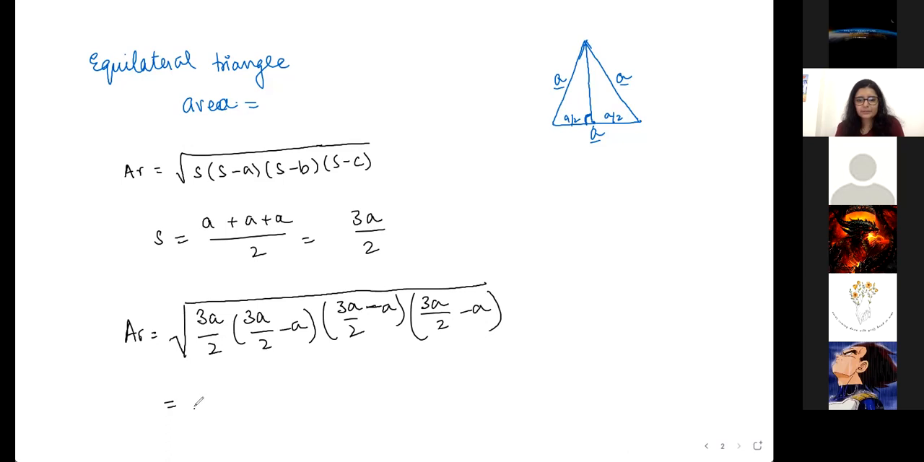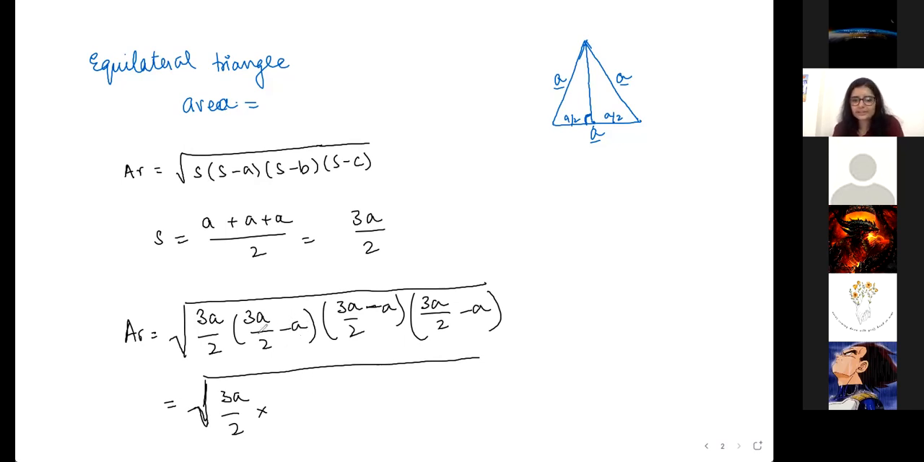Then that will be equal to root of, let's simplify each one. 3A by 2 into, what is 3A by 2 minus A? Ashka, you got it. You just have to go further with your simplification. You'll get the final answer. Yes, ma'am, I'm stuck on that part only now. Okay, we'll do that now.